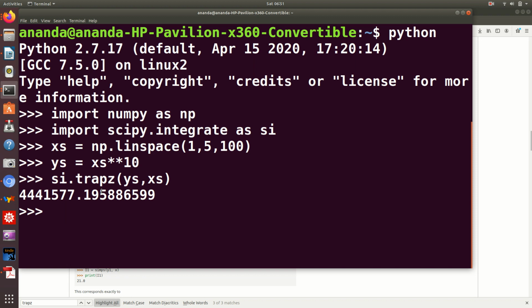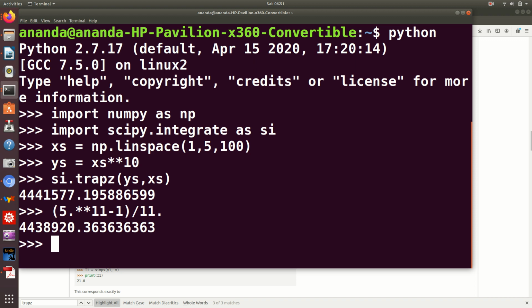Is this result accurate? Let's just check. The result really should be 5 to the power 11 minus 1 to the power 11, which of course is 1, divided by 11. And the answer is 4438920 as opposed to 4441577. Not too bad. At least we are getting 3 significant figures matching. So the result is out by 1 in 400 roughly. So it's accurate to within less than 1%.